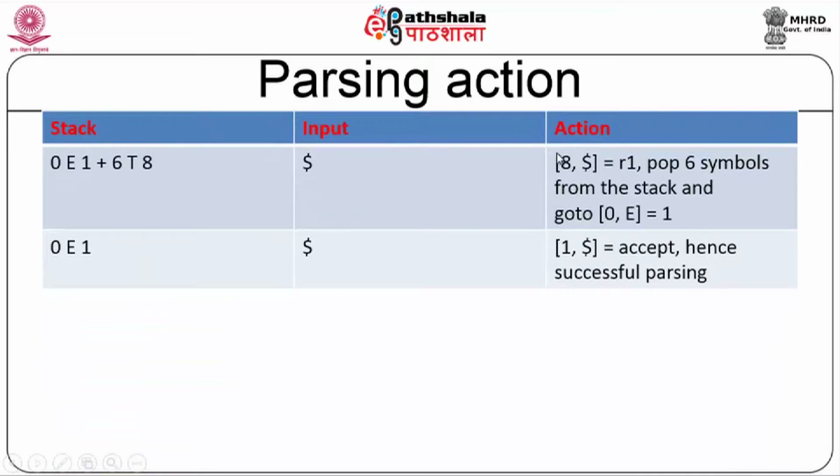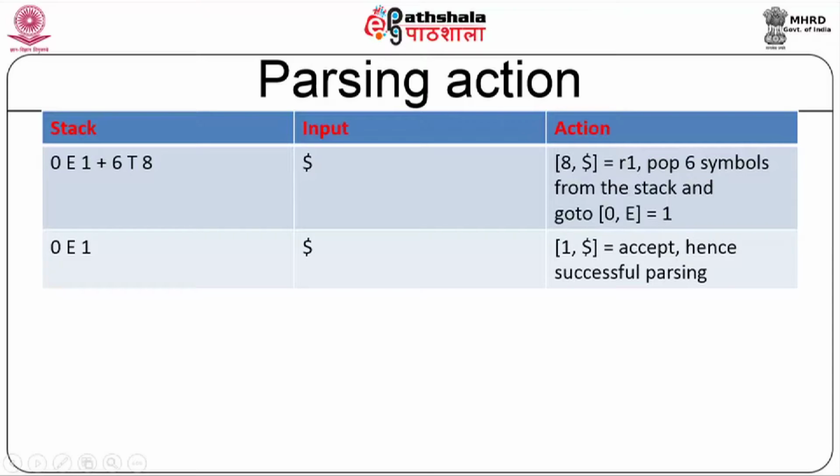Now 8 comma dollar is R1. So you have to pop 6 symbols from the stack because the production R1 is E produces E plus T. Again you can see that E plus T is here. So you pop 6 symbols off the stack leaving you with 0 comma E. Go to of 0 comma E is 1, that is pushed onto the stack. Now 1 comma dollar is an accept action, which is a successful parsing.